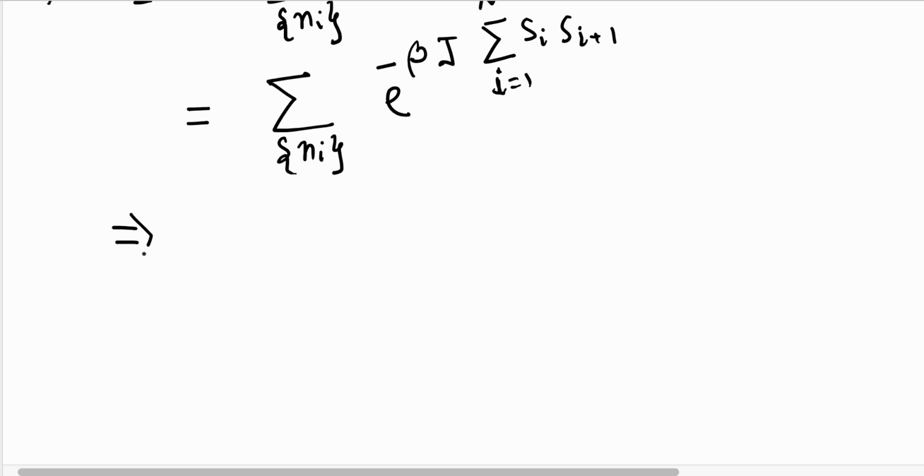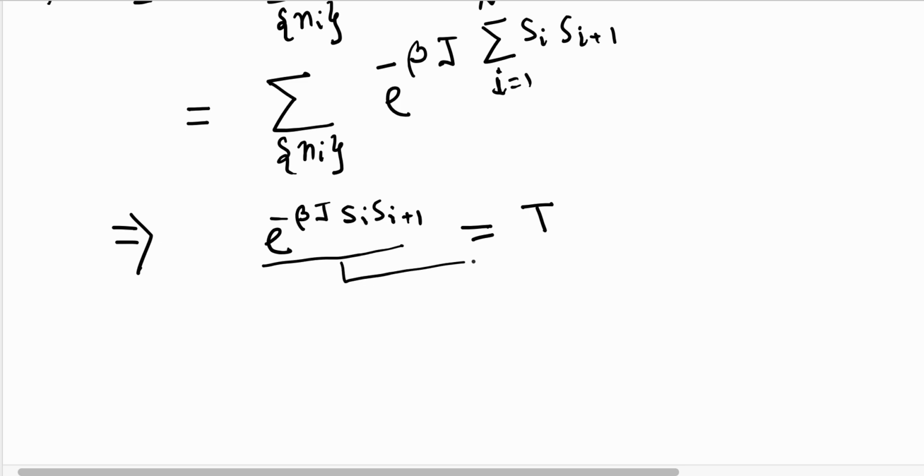Now suppose that this e to the power minus beta J S_i S_{i+1} can be written as a matrix element of a matrix, whose (S_i, S_{i+1}) element is e to the power minus beta J S_i S_{i+1}. Then this T matrix is called the transfer matrix.